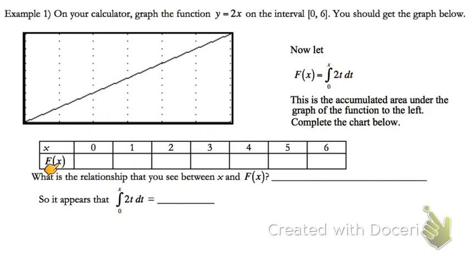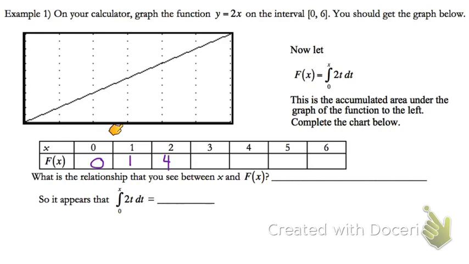So if I plug in 0, the integral from 0 to 0 is 0. That's this. The integral from 0 to 1, it has a base of 1 and a height of 2. And it's a triangle. So 1 times 2 is 2, divided by 2 is 1. The integral from 0 to 2, base of 2, height of 4. So 2 times 4 is 8. Half of that would be 4.